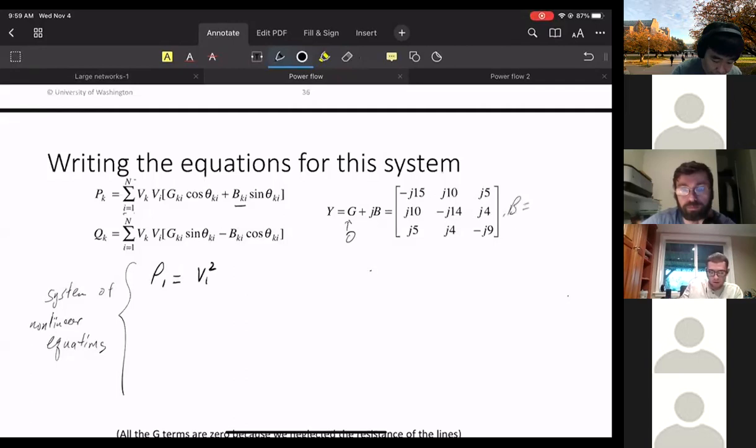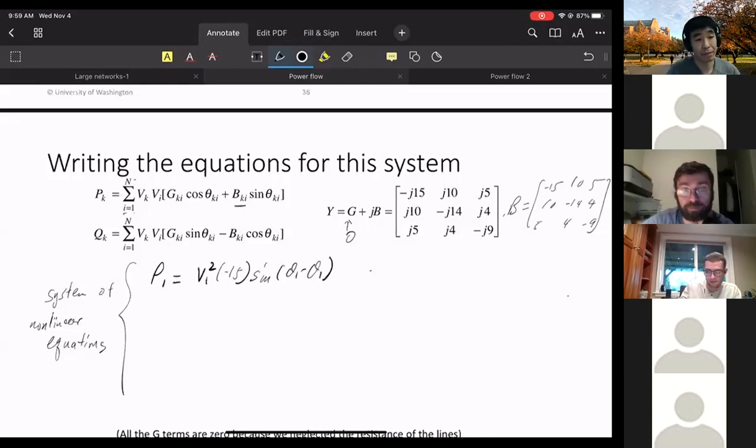So the B matrix itself is minus 15, 10, 5, 10, minus 14, 4, 5, 4, minus 9. Okay, so B11 is minus 15, right? You read it off as minus 15. Sine theta 1 minus theta 1, right? So if you read this equation, this will eventually cancel out, but if we just follow the equation, we can write it out. Theta 1 plus minus theta 1 plus, now it's V1, V2, right?